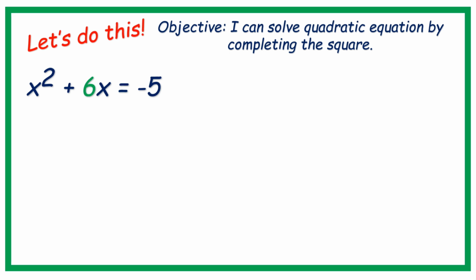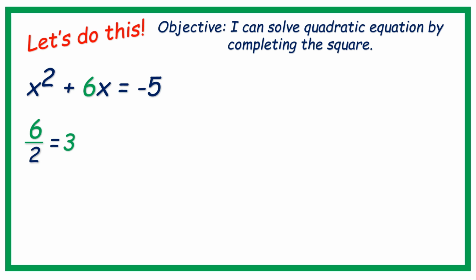So how are we going to do this? Let's focus on the number 6 first, the middle term. We are going to divide the middle term by 2. So 6 divided by 2. What's good about math is that it is a step-by-step process. So 6 divided by 2 equals 3.